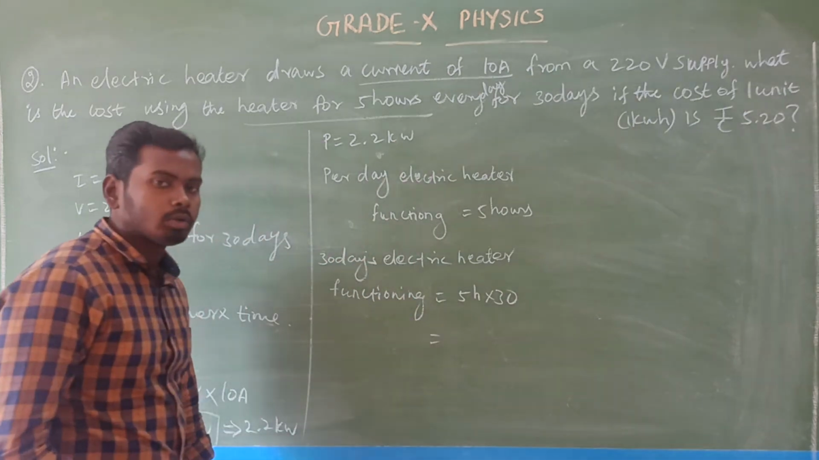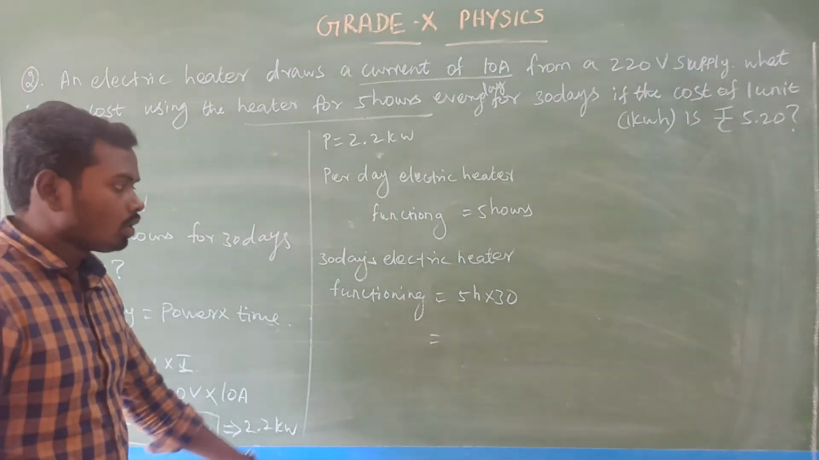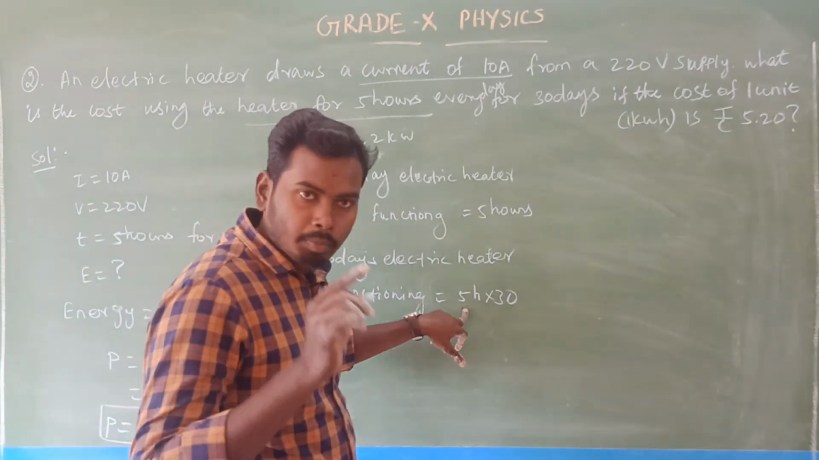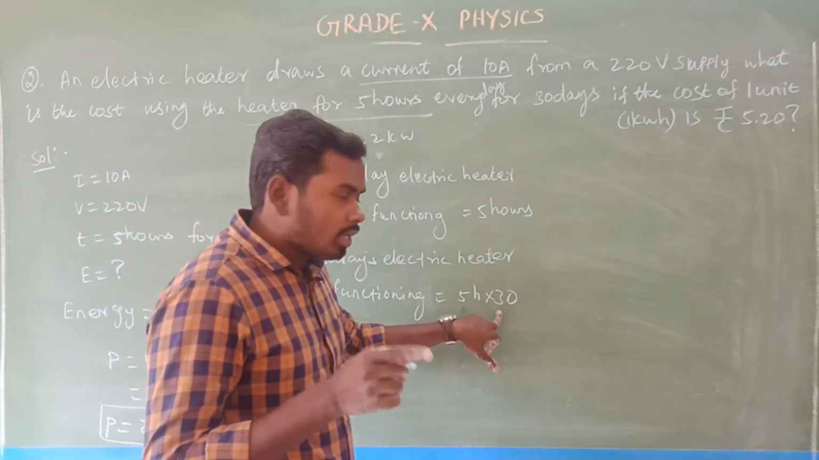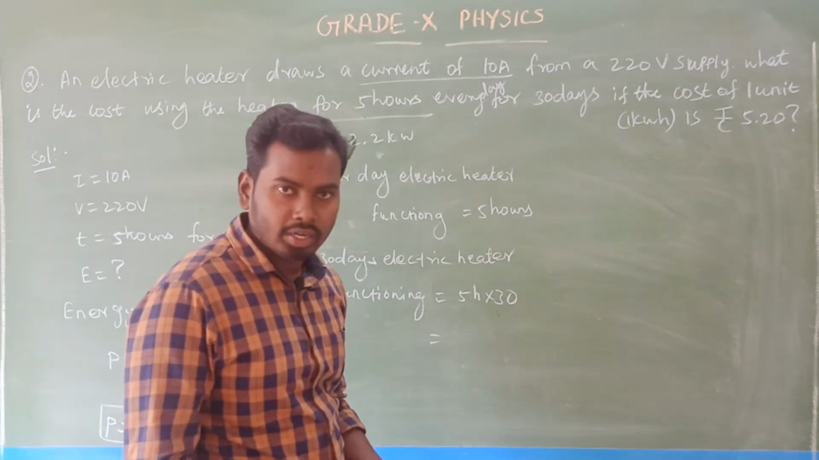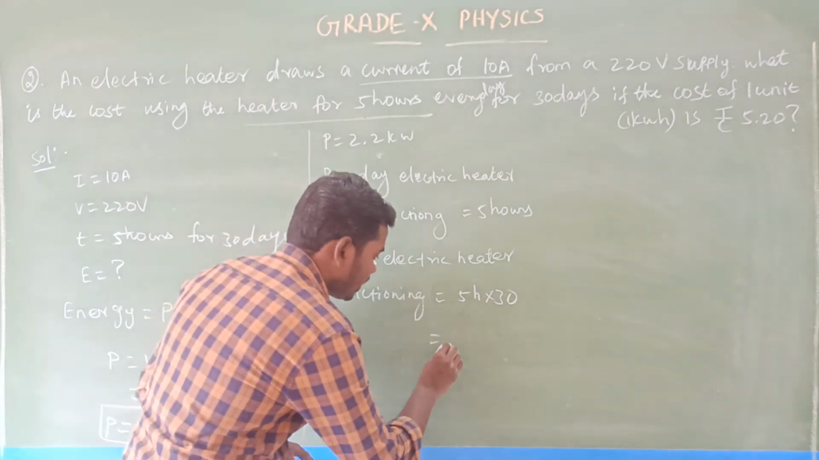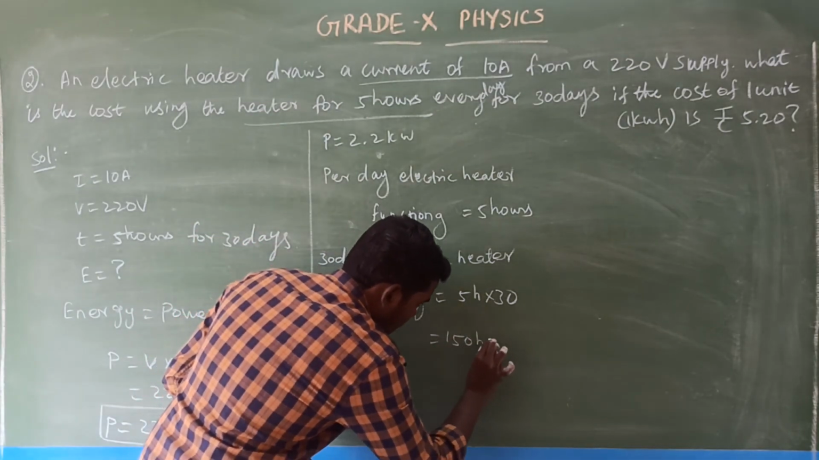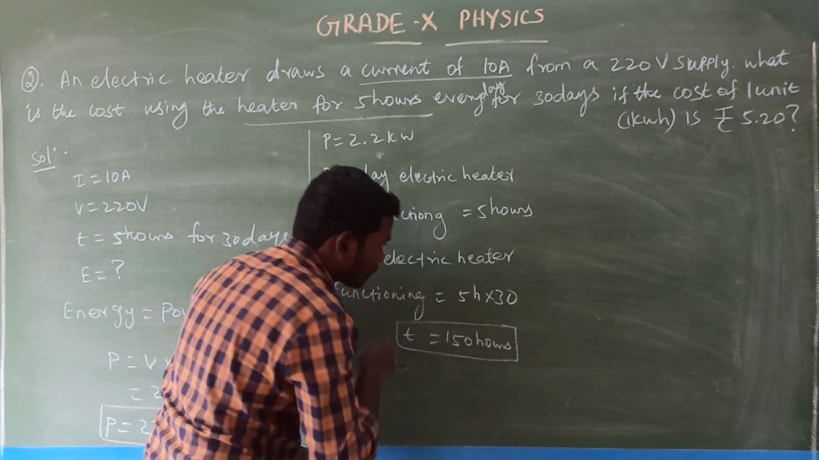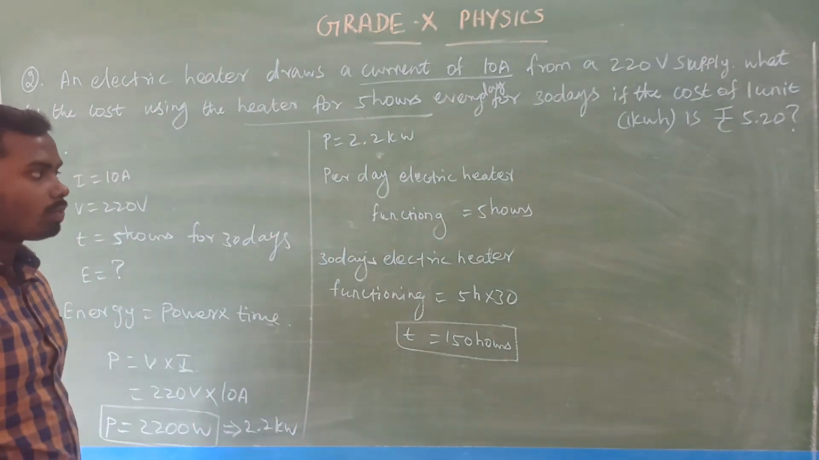So what will be the value? See, if the electric heater functions 5 hours per day and 30 days, how many hours will it function? So 5 into 30, that's all. So which is equal to 150 hours. So time is equal to 150 hours.